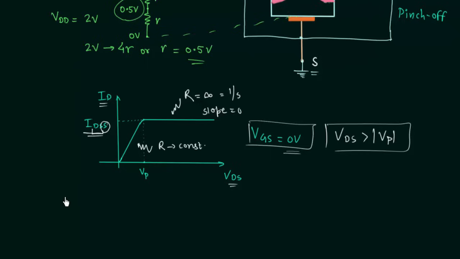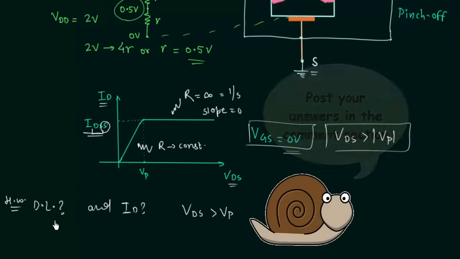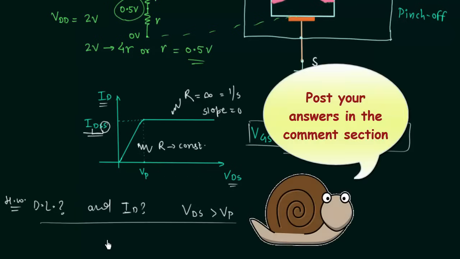Now there is one question: what will happen if you increase VDS beyond VP? What will happen to the depletion layer and to the drain current when you increase VDS beyond VP? This is the homework problem for you. You can easily find out the effect on ID from this plot, and from the explanation I have given, you can also find out the effect on the depletion layer.